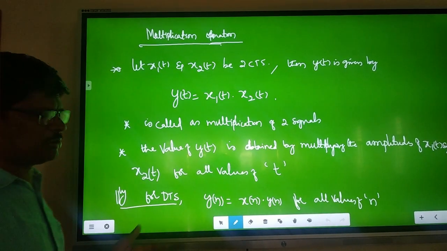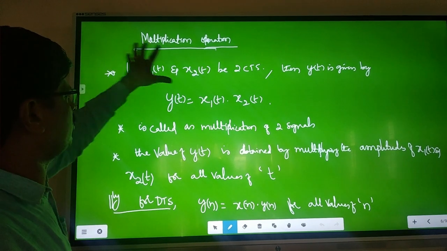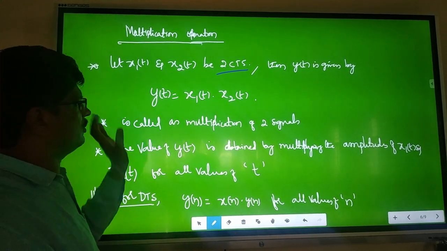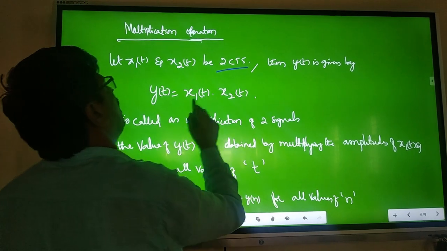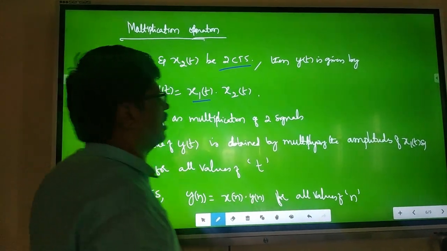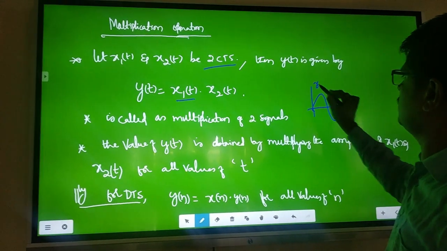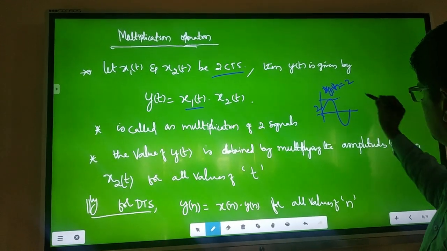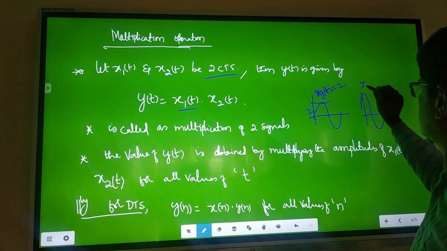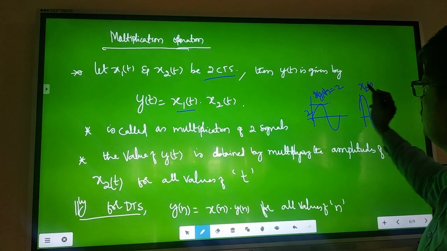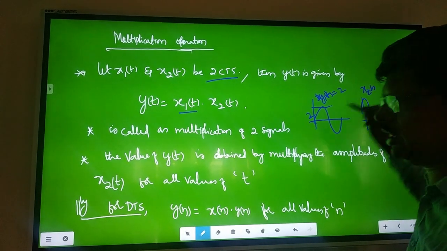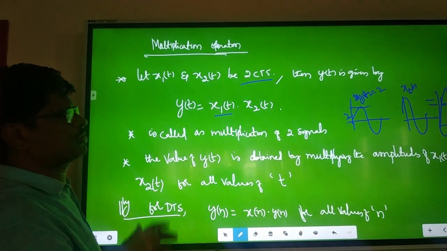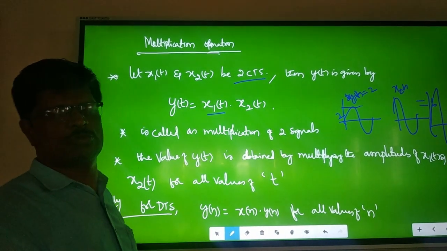Next, multiplication operation. This is very, very useful: multiplying of signals. Let x1(t), x2(t) be two continuous time signals. Then the output y of t is obtained by multiplying both signals x1(t) and x2(t). Let's say x1(t) is 2 volt peak to peak, and one more is 3 volt peak to peak, x2(t). Then y of t is obtained by multiplying these two, 2 into 3, and you will get 6 volt peak to peak. Therefore y of t is equal to x1(t) into x2(t), multiplied through both signals. This is called multiplication of two signals.